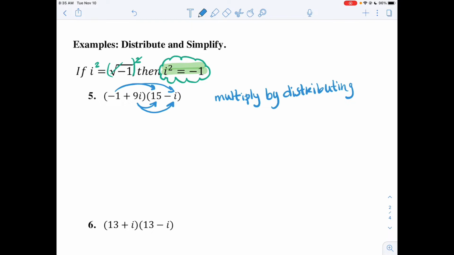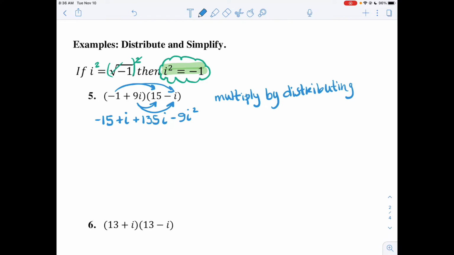So if I take -1 and multiply by 15, that gives me -15. If I take -1 and multiply by -i, that's going to give me a positive i. 9i times 15 is going to give me 135i. And then 9i times -i is going to give me -9i squared. All right, so now we need to simplify.